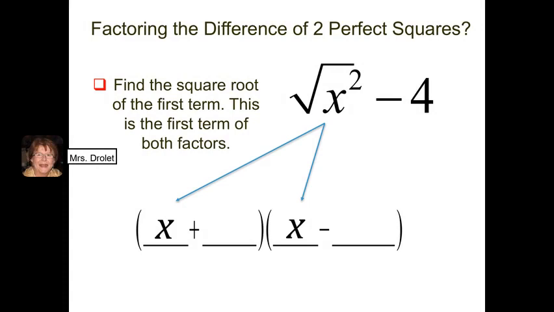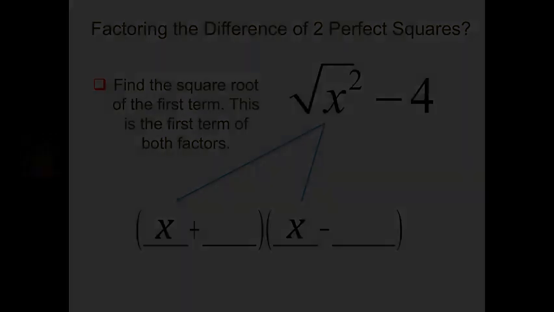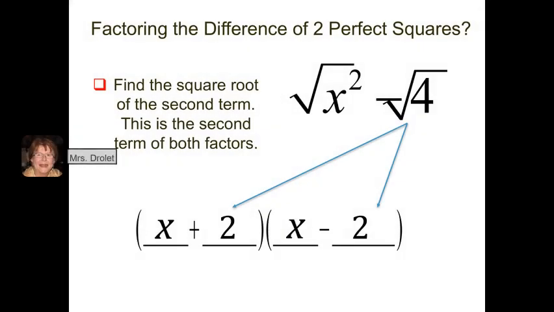Then you find the square root of the first term. Square root of x squared is x. This will be the first term in each factor. Then I find the square root of 4. Square root of 4 is 2. This number will be the second term in each factor.